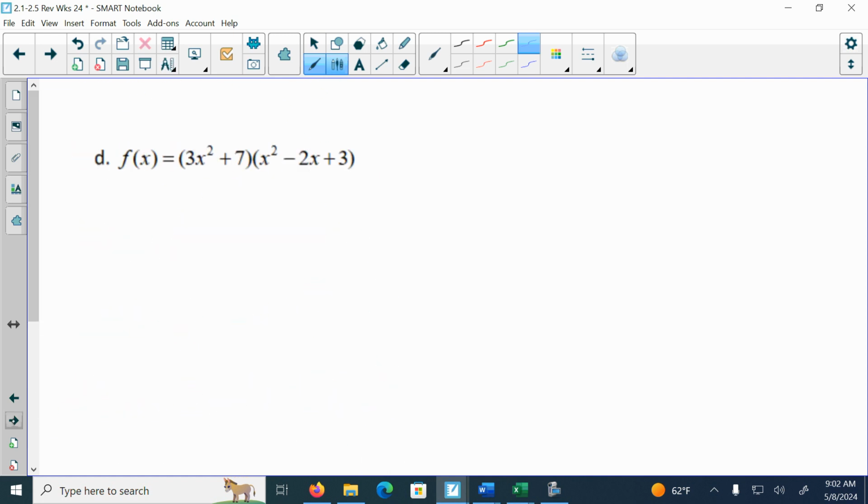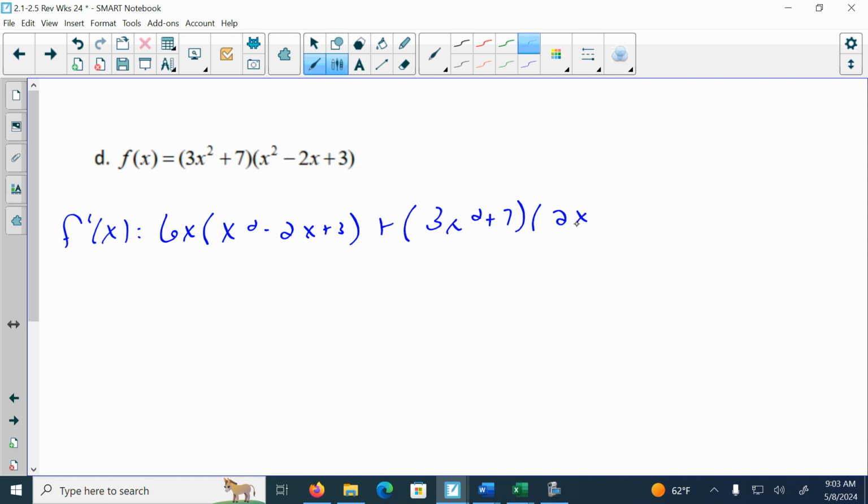Nope. Next page. For this one, I have the choice of either foiling first and then taking the derivative, or I can take the derivative using the product rule. I'm going to go ahead and do the product rule. On the answer key, I showed both ways, but I'm just going to do the product rule. So I'm going to take the derivative of this 3x squared, which will be 6x. I'm going to leave this x squared minus 2x plus 3 alone. Plus, now I leave that 3x squared plus 7 alone and take the derivative of the second one, and that's going to be 2x minus 2.